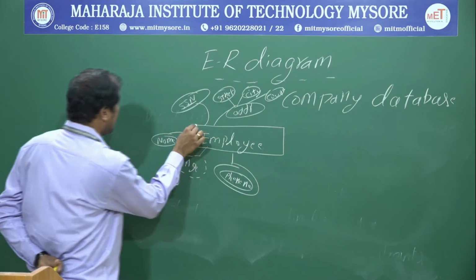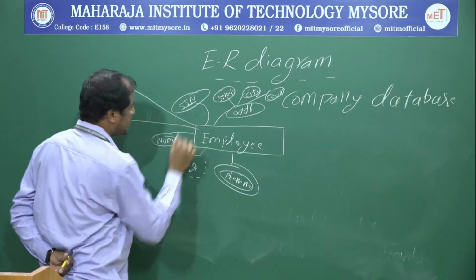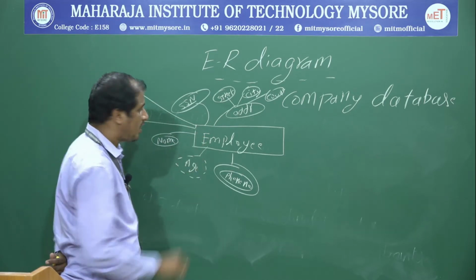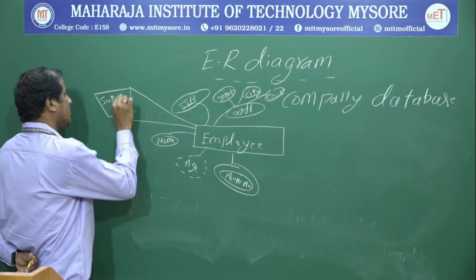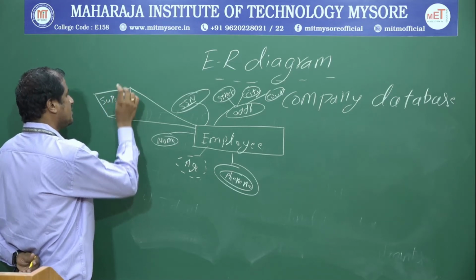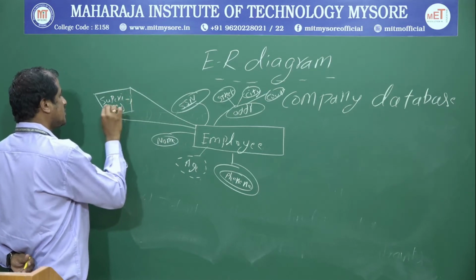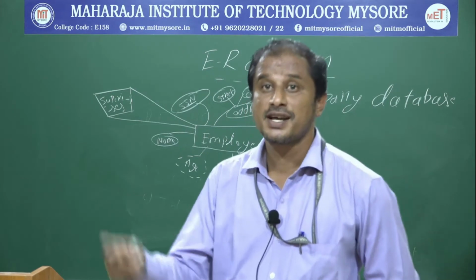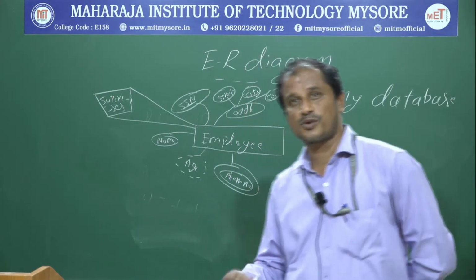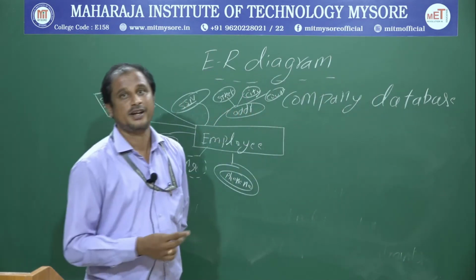Then I will write a recursive relationship, that is, employee supervises employees. Employee supervises employees itself. That is called a recursive relationship.